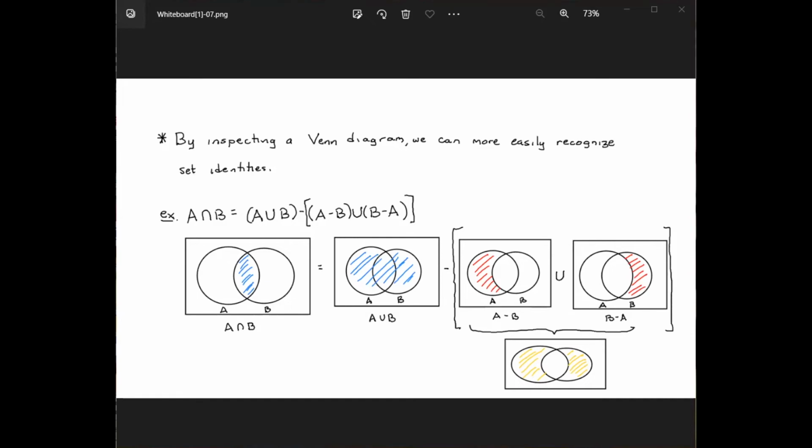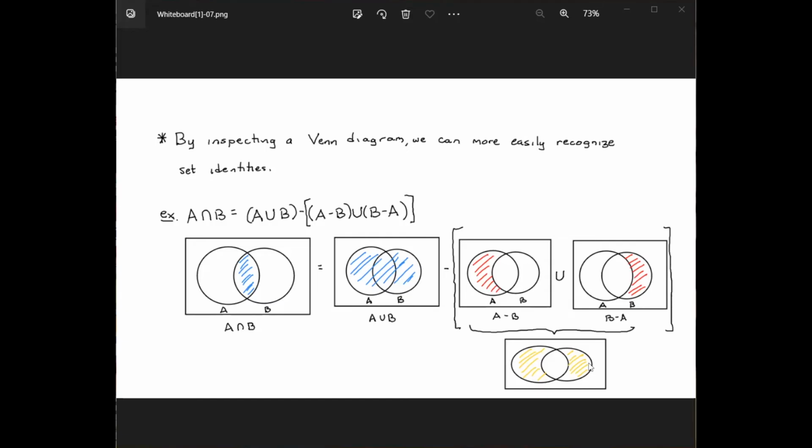But if you do this in terms of Venn diagrams, it might be much easier to see what I'm talking about here. Now, on the left side of the equal sign, we just have A intersect B, the region in the middle. Now, on the right-hand side, we have A union B, which is in blue over here. And then what I'm going to do is show the union of A minus B and B minus A.